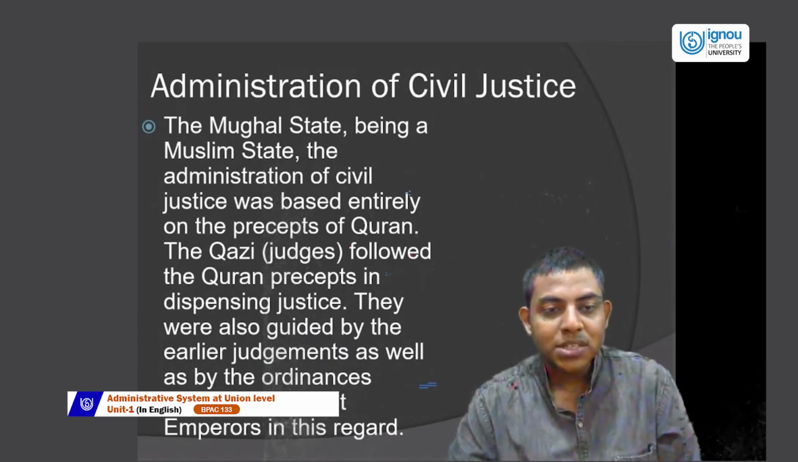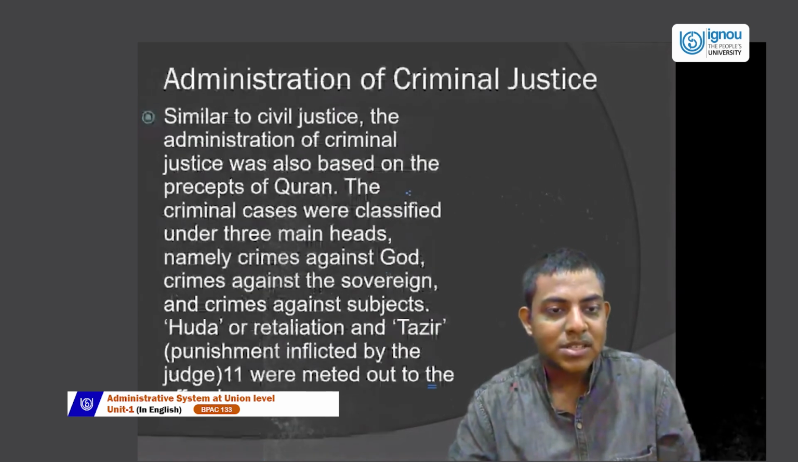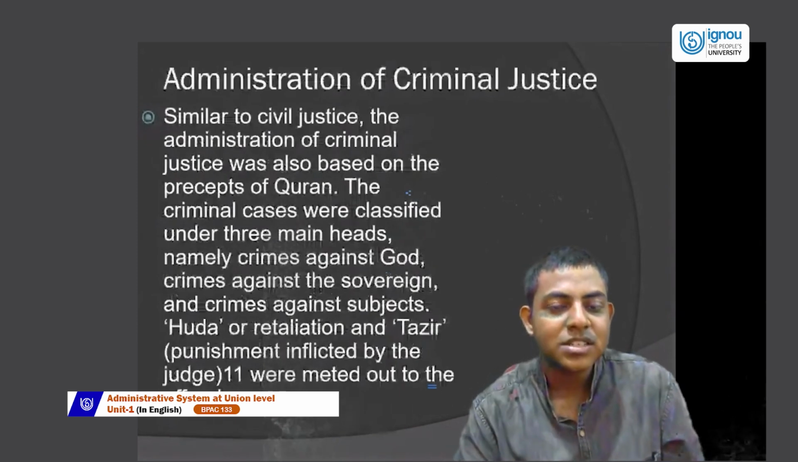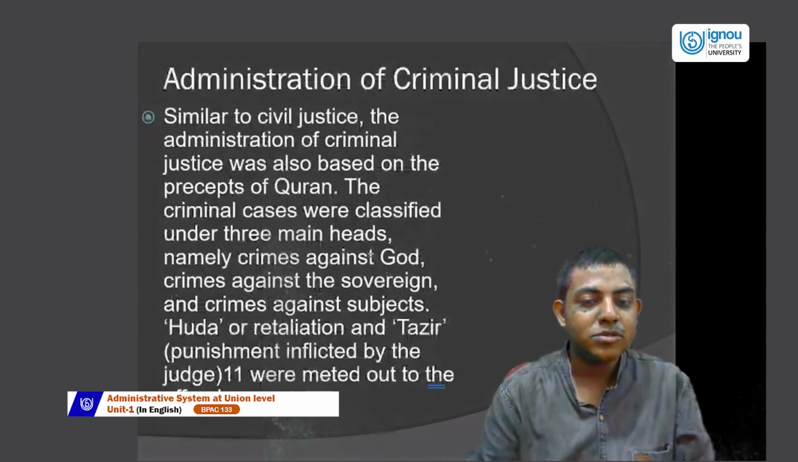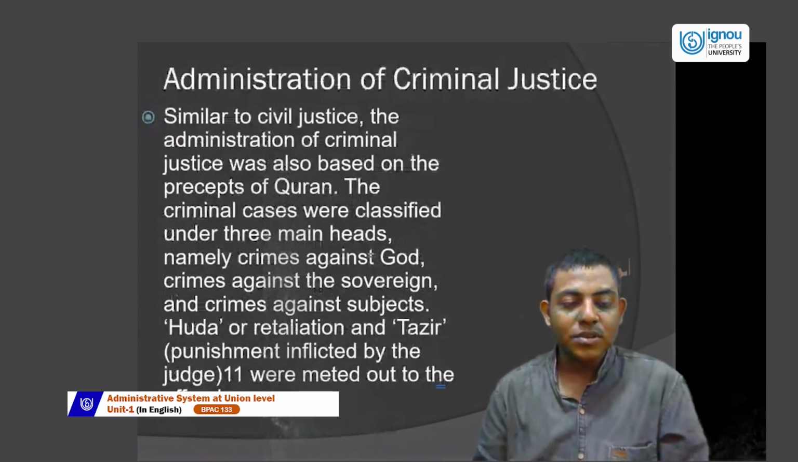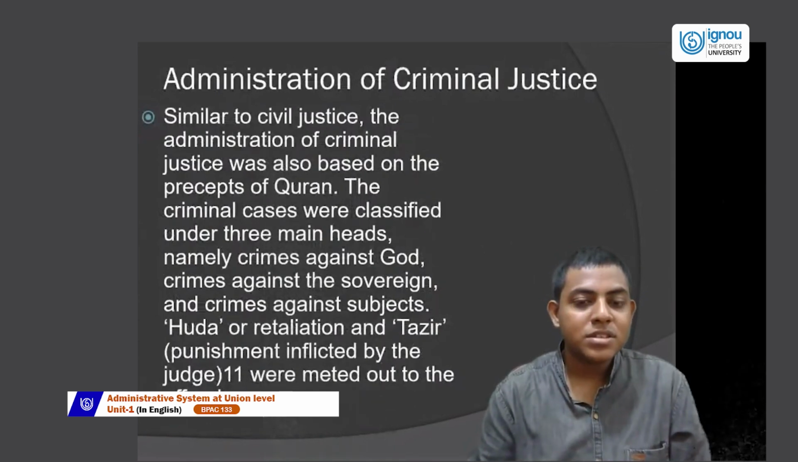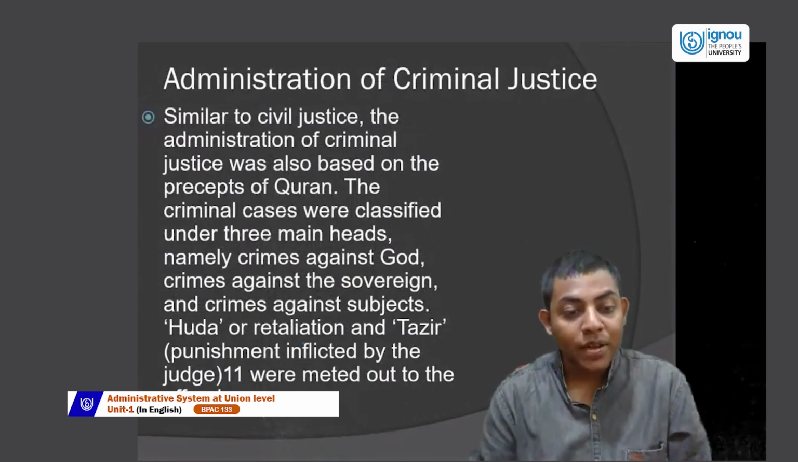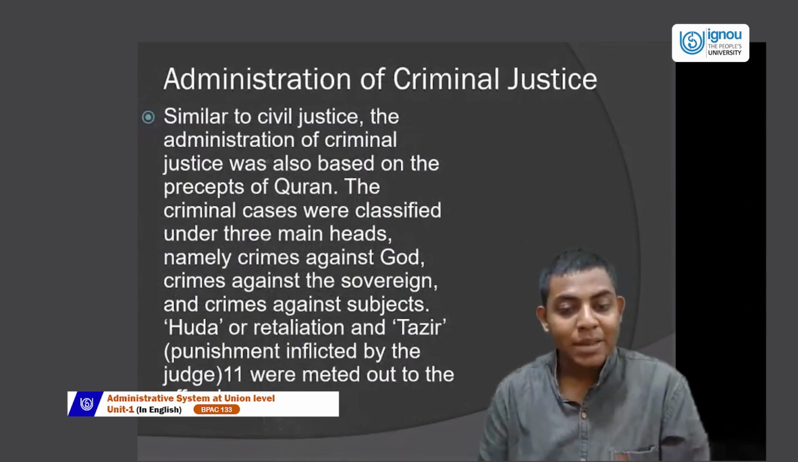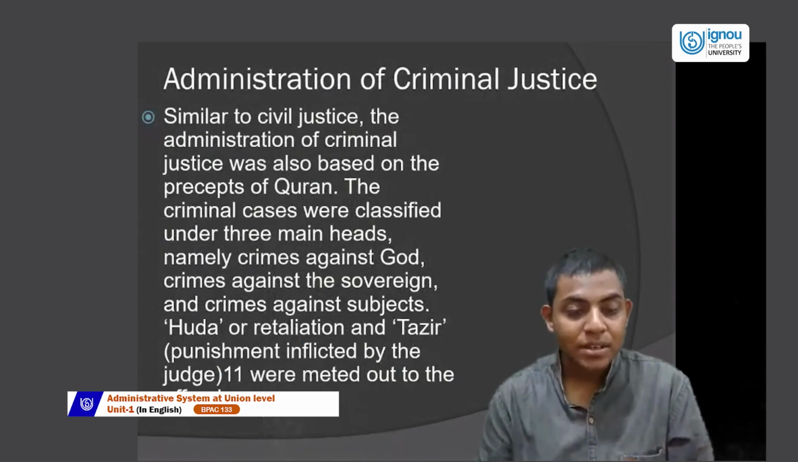Now, in criminal justice, similar to civil justice, the administration of criminal justice was also based on the precepts of the Quran. The criminal cases were classified under three main heads. The first head was crimes against God. The second was crimes against the sovereign, and the third was crimes against the subjects.